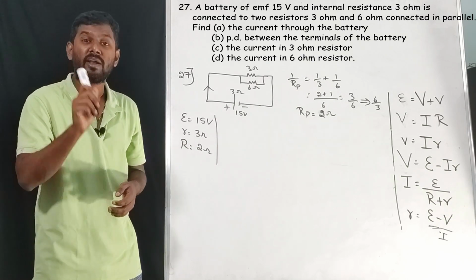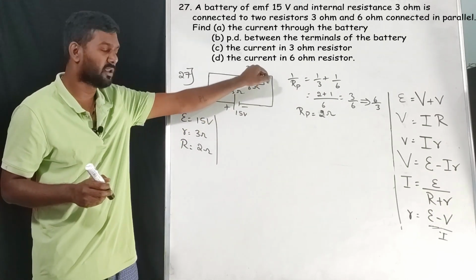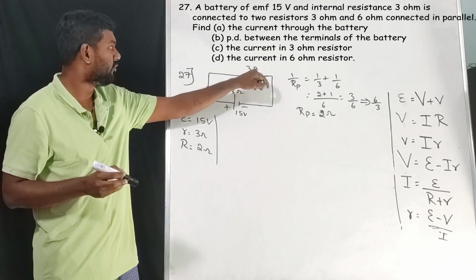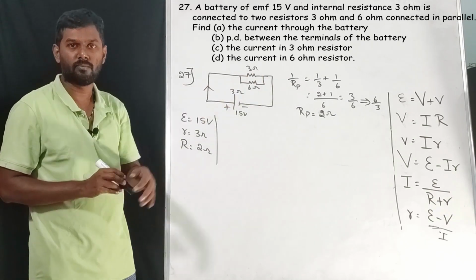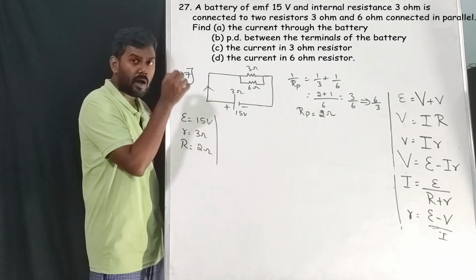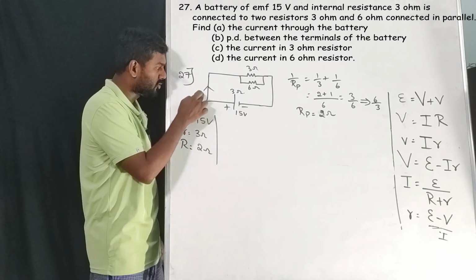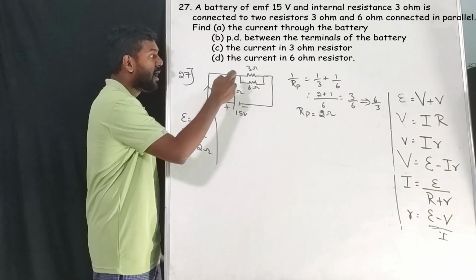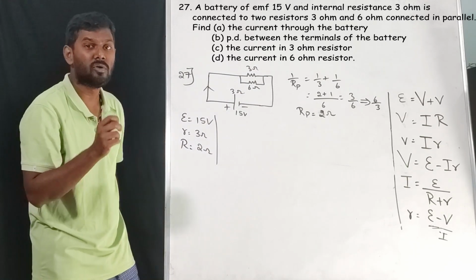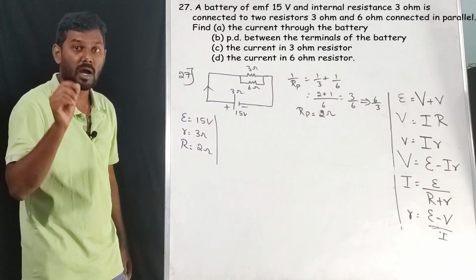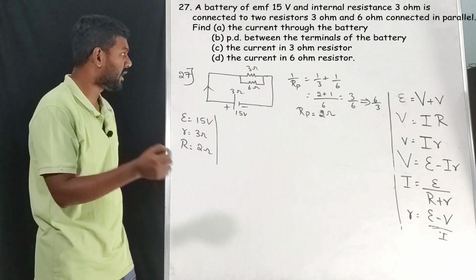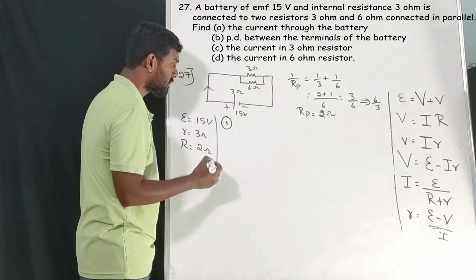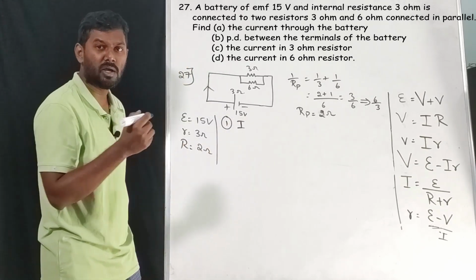Whenever they ask to find the current in each of the resistors, we have to use terminal voltage to find the value of current here and here. You got the idea? If we want to find current through the battery, that means we have to use EMF of the battery. If they are talking about finding current in each of the resistors, we have to use the potential difference across the terminals, which is nothing but terminal voltage, to find the value of I. We'll solve it.